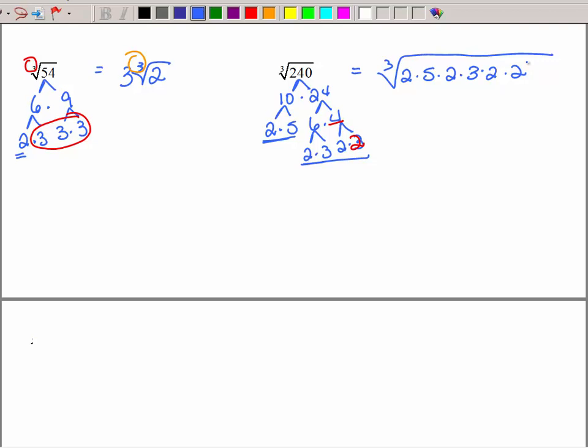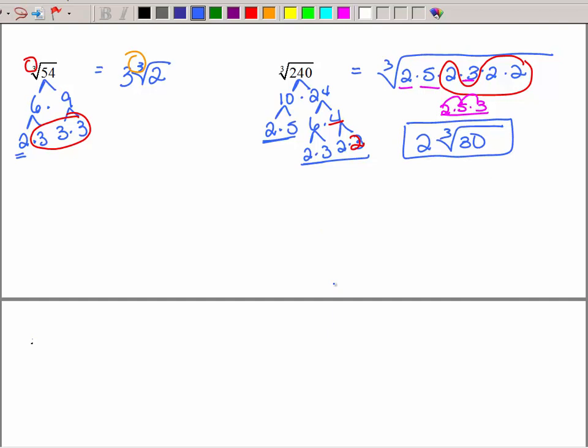Do we have 3 of a kind? Let's see. I've got those two 2's with that 2. That would be 3 of a kind. So the 2 comes outside, then I have my cube root sign, and what do I have left that I didn't circle? A 2, a 5, and a 3. Multiplying all that together, 2 times 5 is 10, times 3 is 30. So you can see how easy it is to make a little mistake. Just check your work.